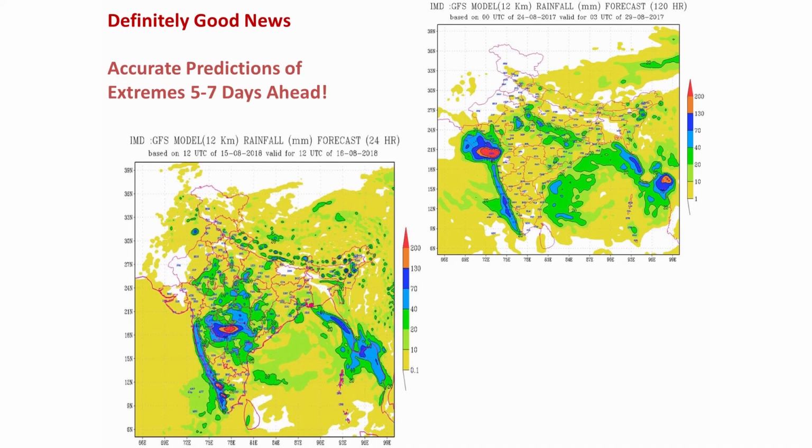So, these are predictions from this year of the floods over Kerala and some parts of Maharashtra, I think, and this is from last year, the big Bombay flood. The Bombay flood happened on 29th August. This forecast is from 24th August. Full 5 days beforehand, the IMD forecast said there is a huge extreme event coming to Bombay.